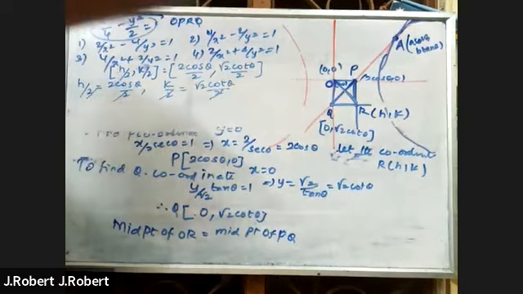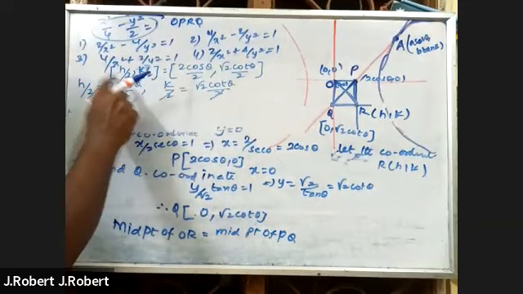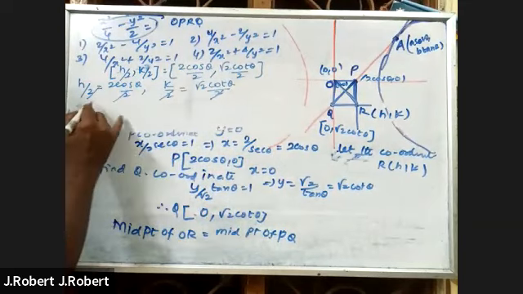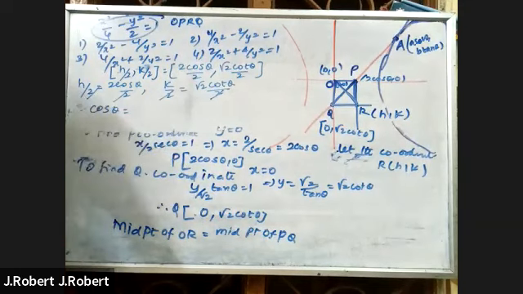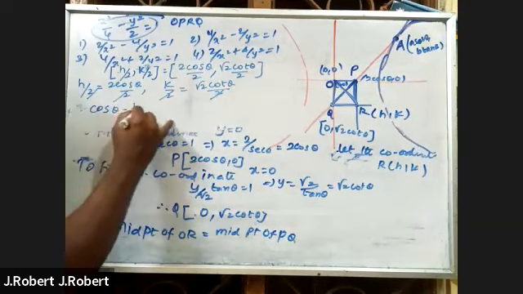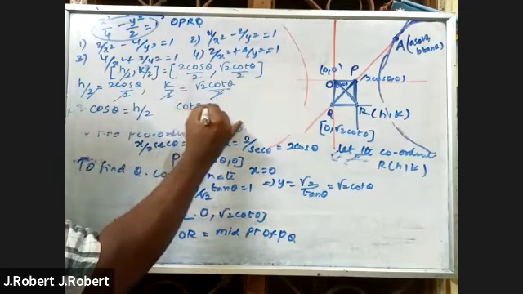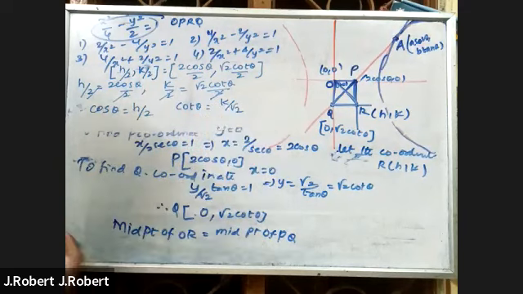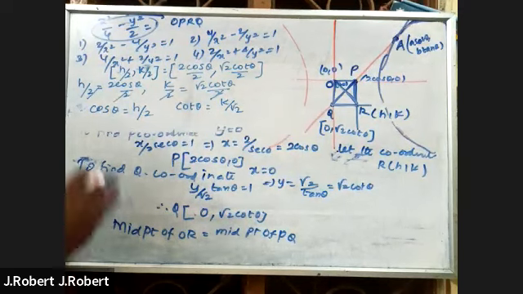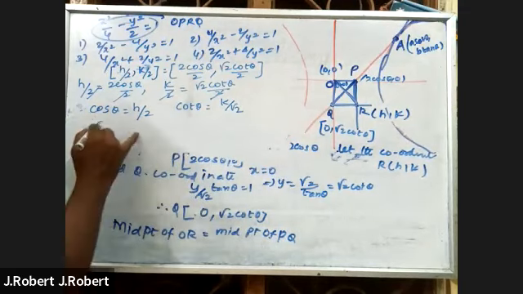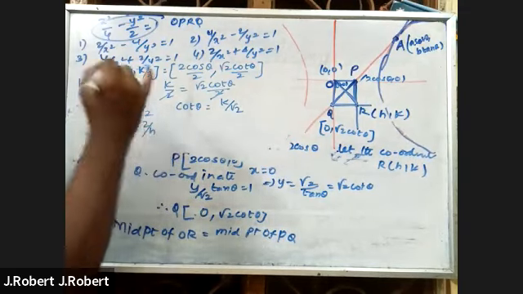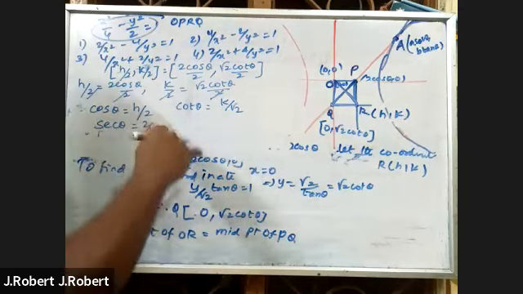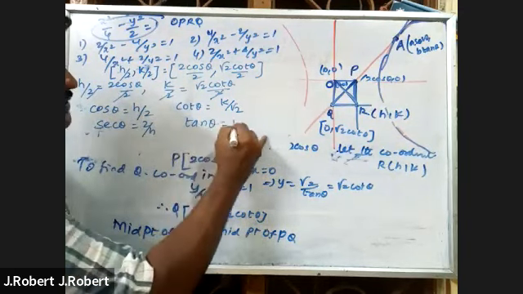From this we need to find just cos theta. Your cos theta is equals to h by 2. In the same way, cot theta will be k by root 2. Now there is no direct relation for this, so we take the reciprocal. The reciprocal of cos theta, 1 by cos theta, becomes secant theta. So secant theta is equals to 2 by h. Similarly, the reciprocal of cot theta is tan theta. Your tan theta is equals to root 2 by k.